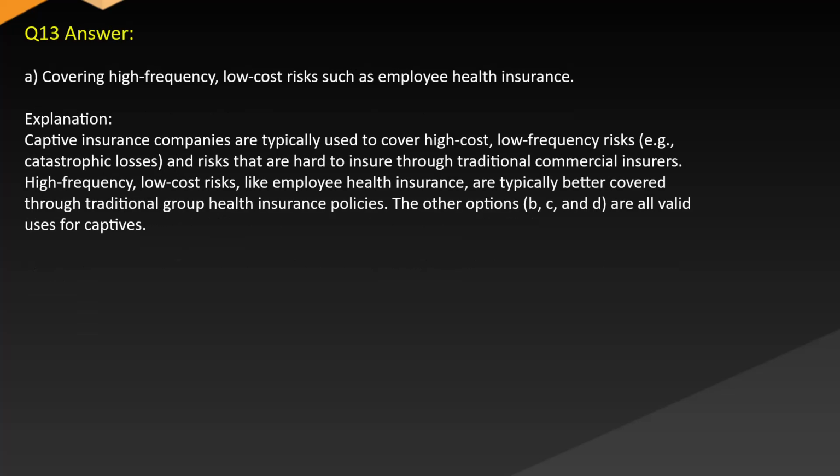Answer A. Covering high-frequency, low-cost risks such as employee health insurance. Explanation: captive insurance companies are typically used to cover high-cost, low-frequency risks, catastrophic losses and risks that are hard to insure through traditional commercial insurers. High-frequency, low-cost risks like employee health insurance are typically better covered through traditional group health insurance policies. The other options, B, C, and D, are all valid uses for captives.